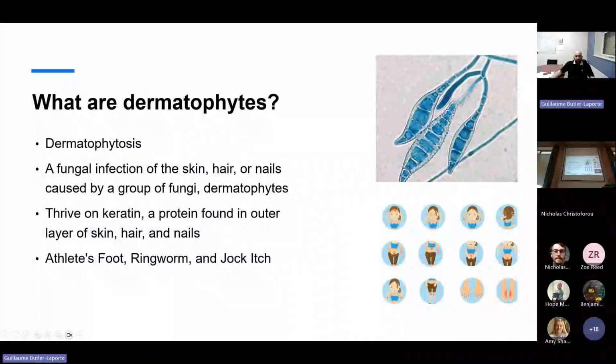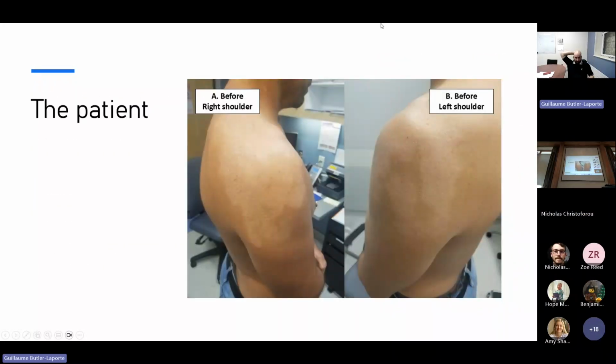Just a little reminder, I won't dwell on this too much, but dermatophytes are basically a class of fungal infection, and what characterizes them is that they thrive on keratin, which is a protein found in skin, hair, and nails. You probably have heard about it through the expressions athlete's foot, ringworm, and jock itch. Those are dermatophytes. It's a very broad class of fungi, but they all share this characteristic that they thrive on keratin. So this was actually the patient.